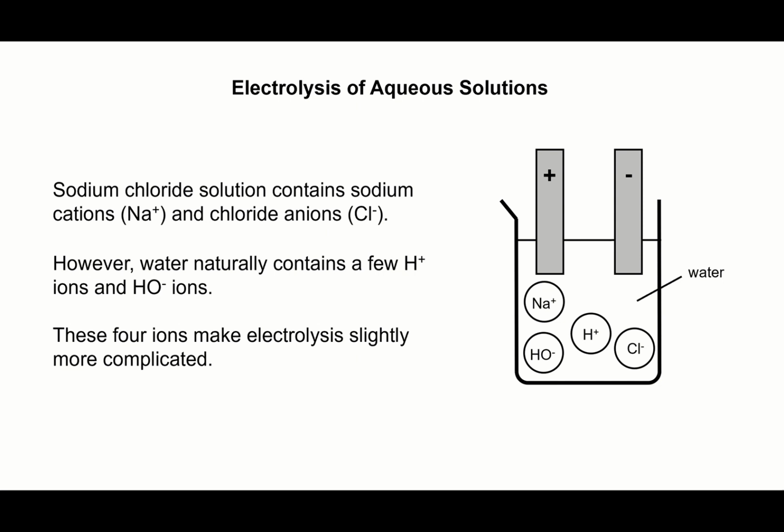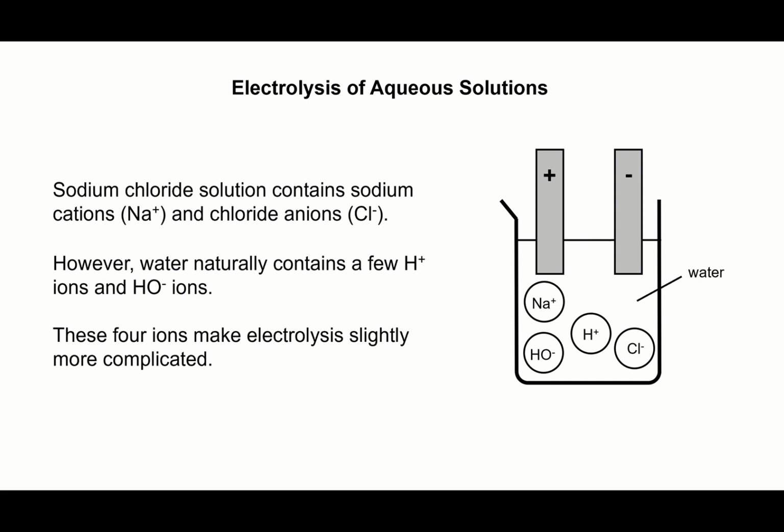This is a complicated situation. The reason it's complicated is because water, as well as the sodium ions and chloride ions, also naturally contains a few H+ ions and OH- ions. An H+ ion is just called a hydrogen ion, and an OH- ion is called a hydroxide ion. The presence of these four ions in the diagram on the right-hand side makes the electrolysis of aqueous solutions a little bit more complicated.